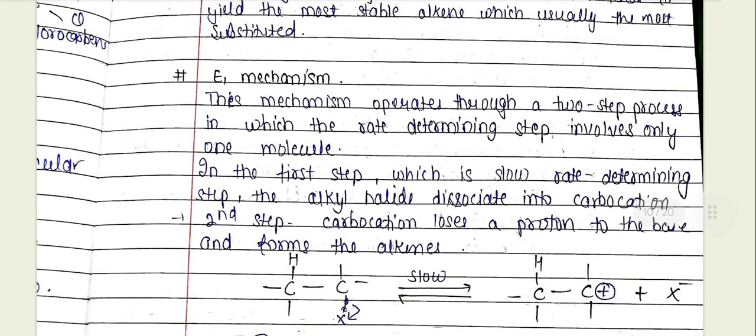E1 mechanism. This mechanism operates through a two-step process in which the rate determining step involves only one molecule. In the first step, which is the slow rate determining step, the alkyl halide dissociates into the carbocation. In the second step, the carbocation loses a proton to the base and forms the alkene.